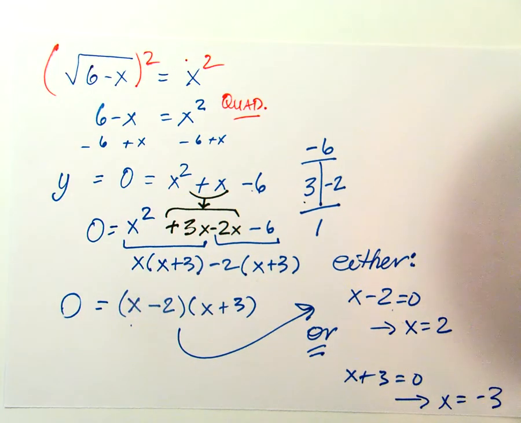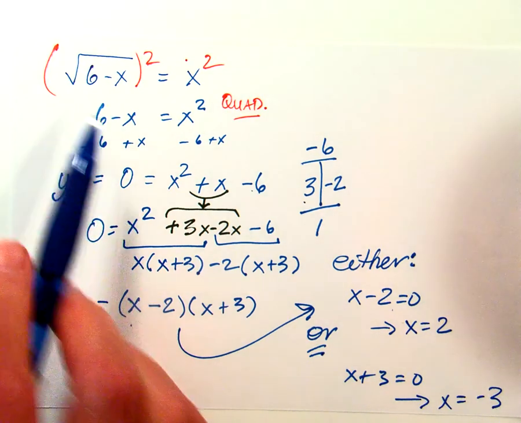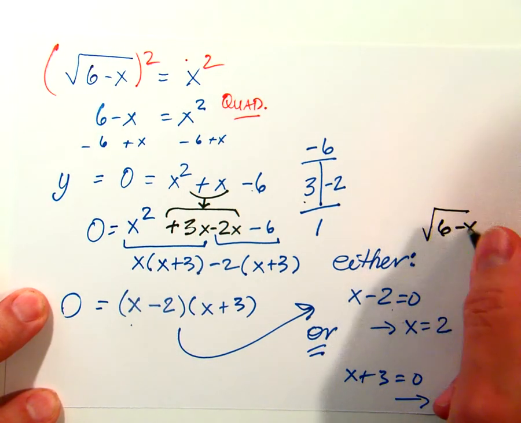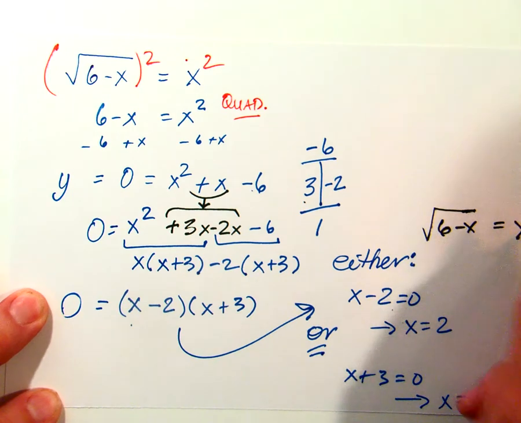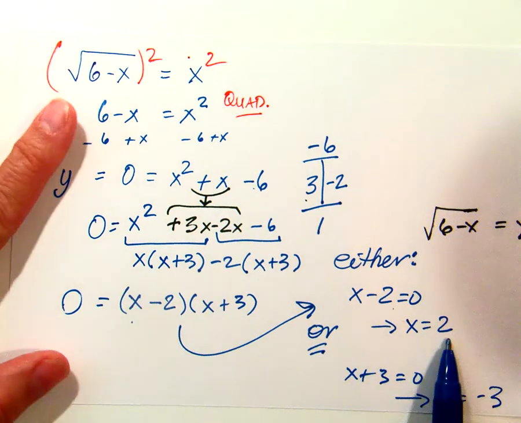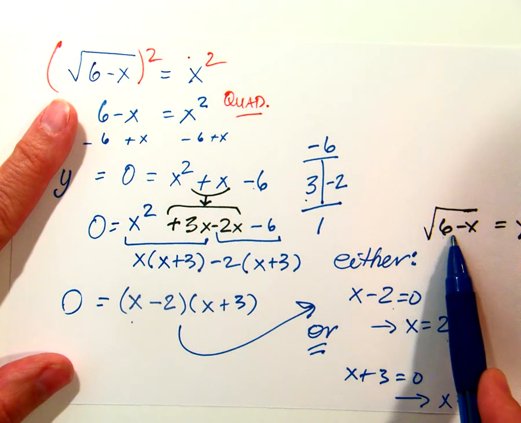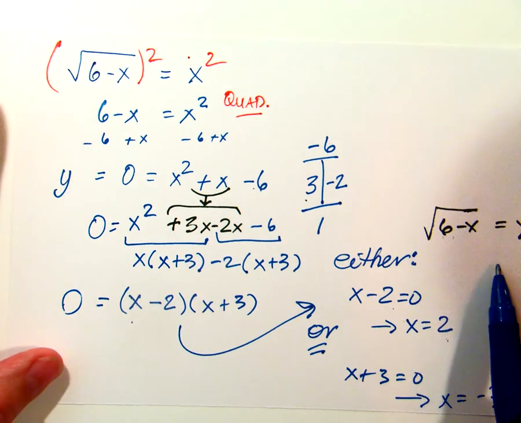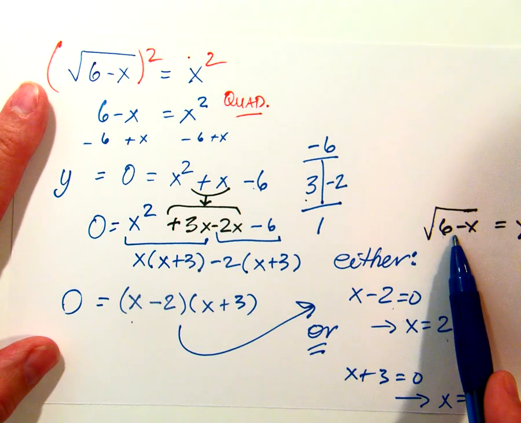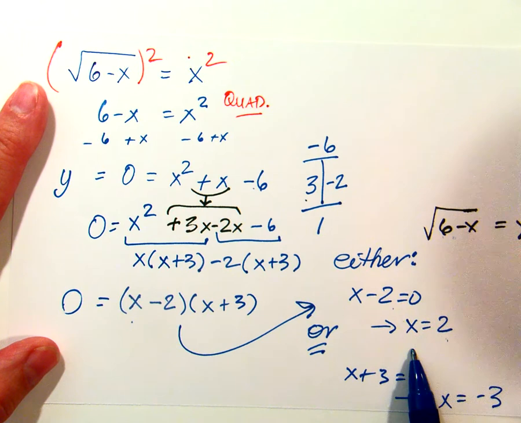Okay, we have to check them. Do they work? Well, let's look back at the original equation. The original equation was the square root of 6 minus x equals x. So let's put that in here and see what we get. Okay, so if x is 2, that would be 6 minus 2, which is 4, and the square root of 4, which is 2, equals x, or 2. So 2 equals 2. Yeah, that one works.